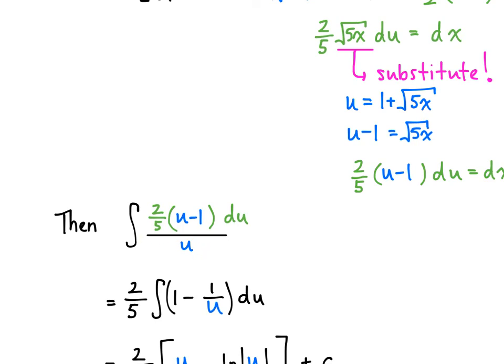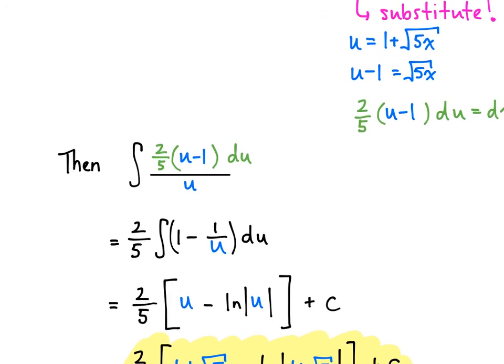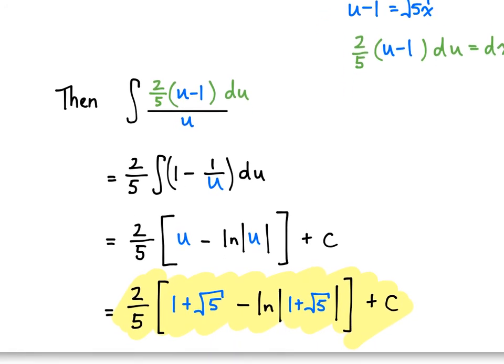So just kind of cleaning this up, bringing our 2/5 out in front. And now since we're just dividing by one quantity u, I can take u divided by u, and that's where 1 is, minus 1 over u, and that's where we get this portion here. Now it should be a lot easier to integrate, so we can go forward. So we still have that 2/5. Integrating 1, we get u, minus the integration of 1 over u is the natural log of the absolute value of u. Don't forget that plus c.